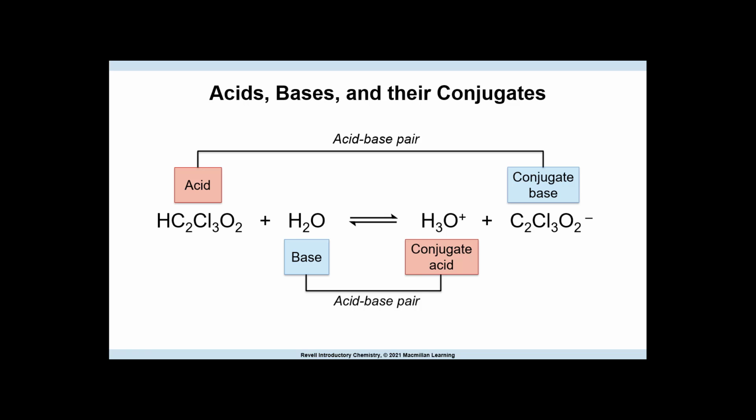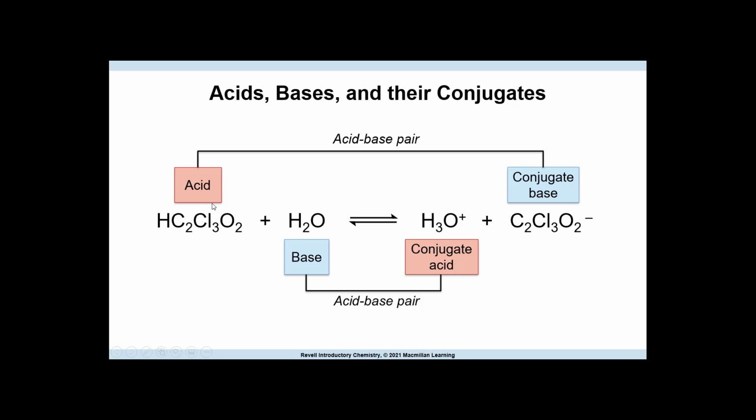Notice that the only difference between the acid and the conjugate base is the proton. The acid form has the proton and the base does not. Because of this, we refer to the acid and conjugate base as the acid-base pair. The base and the conjugate acid are also a pair. The only difference between them is the proton again.